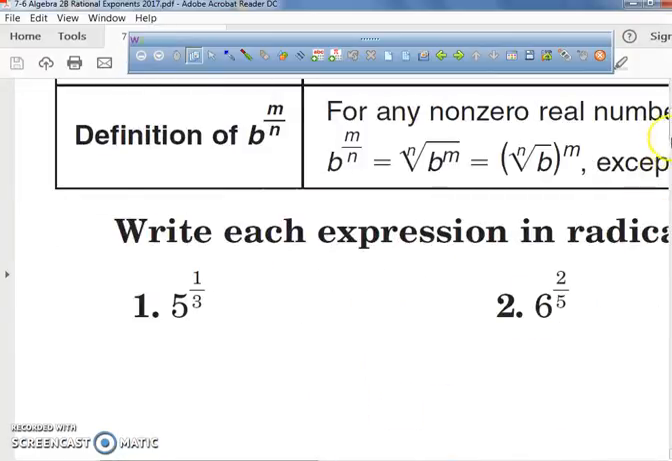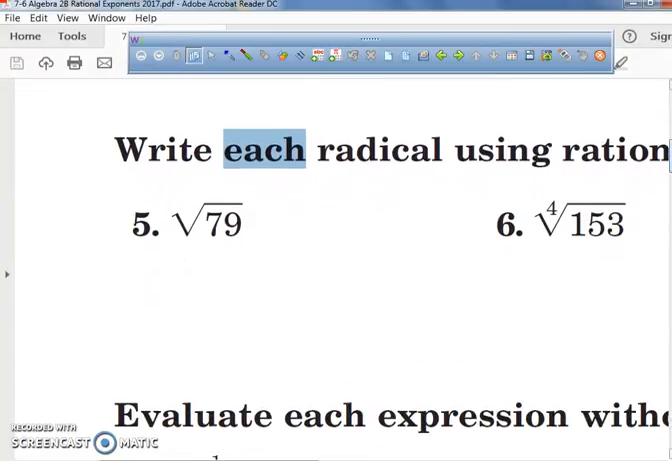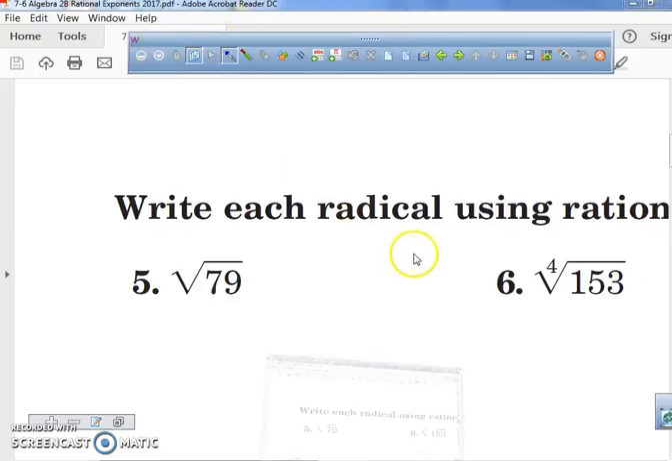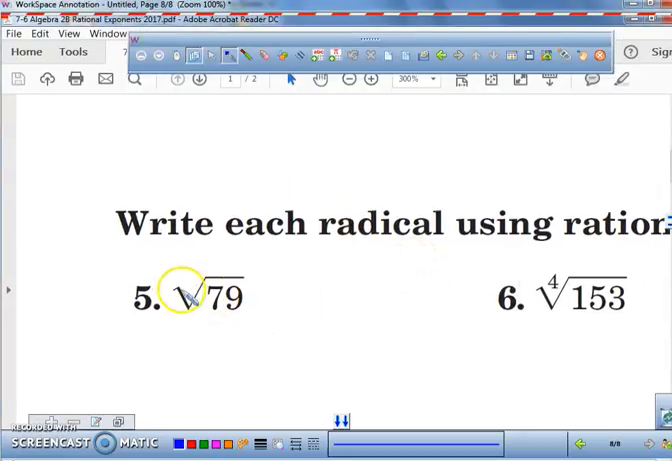Moving on to number 5. It says, write each radical using rational exponents. Uh-oh, you've got a square root of 79. Well, what's the index for a square root? That's the index for a square root. And by the way, 79 is raised to the power of 1. So let's think about this, right?